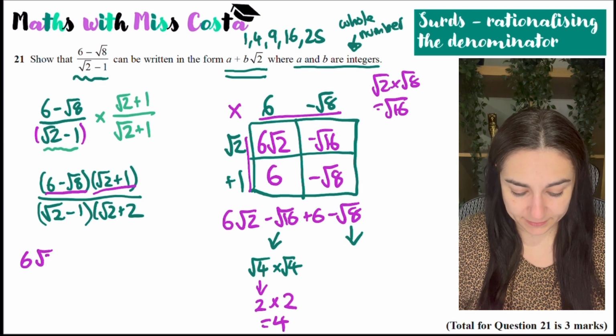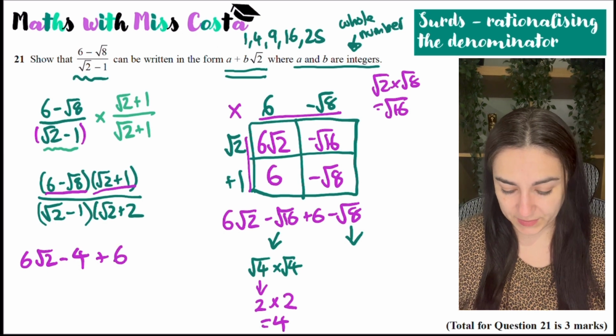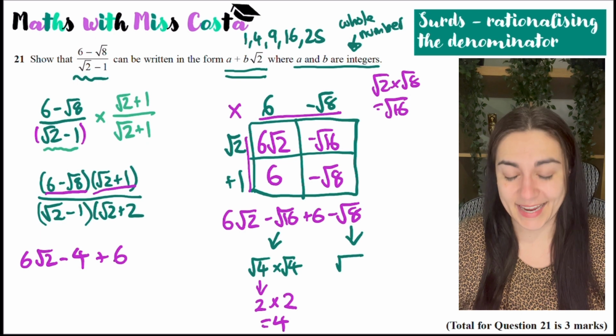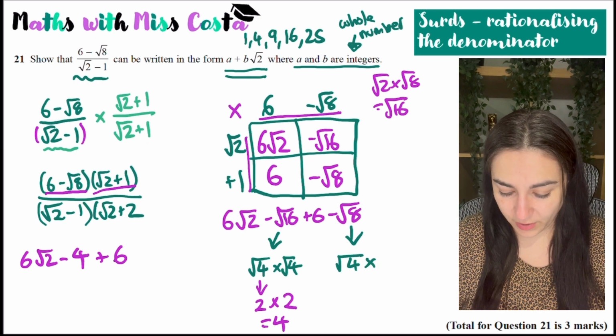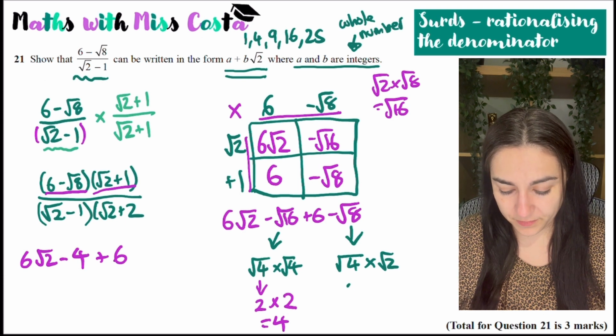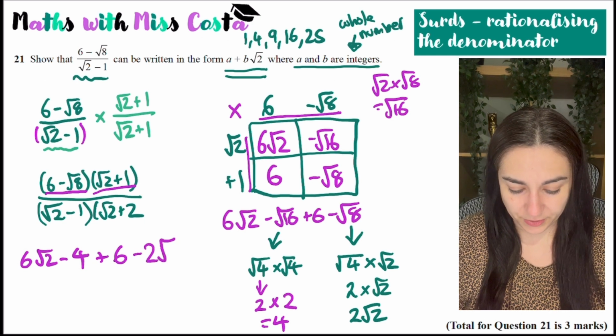So I'd be left with 6 root 2 minus 4 plus 6, and then I want to simplify the next surd. So what's the largest square number that fits into 8? That's 4, so I can write root 8 as root 4 times root 2. What's root 4? That's 2, so that's 2 root 2. So I'm left with minus 2 root 2.